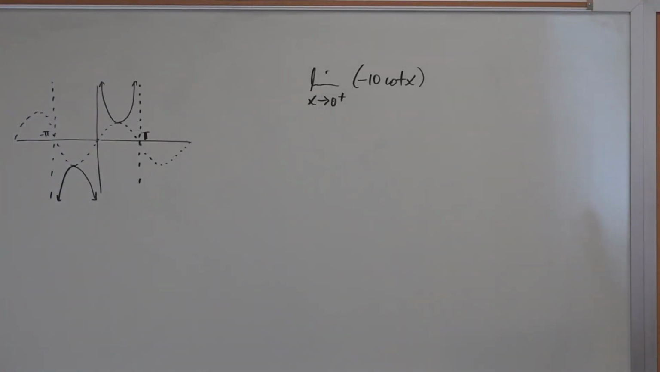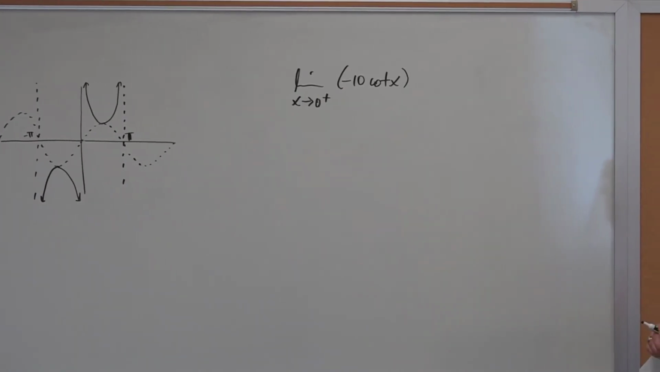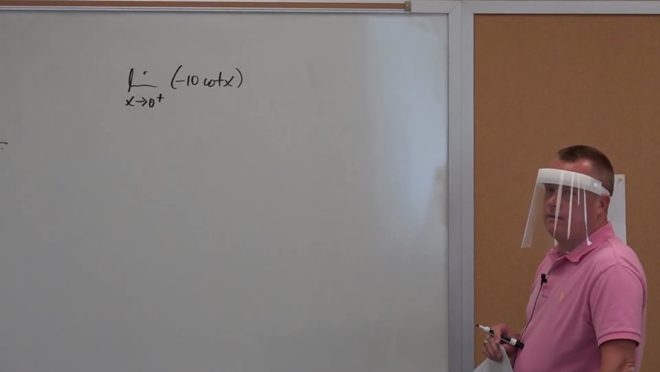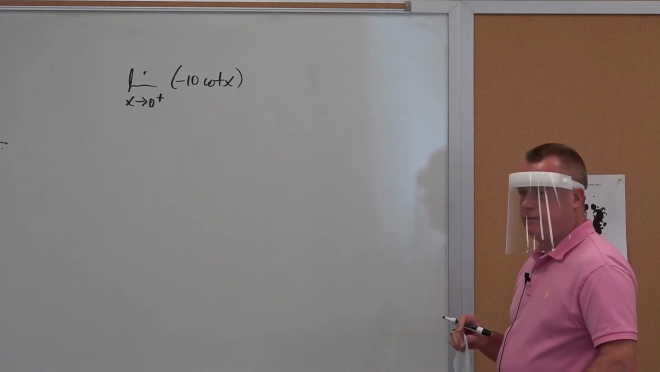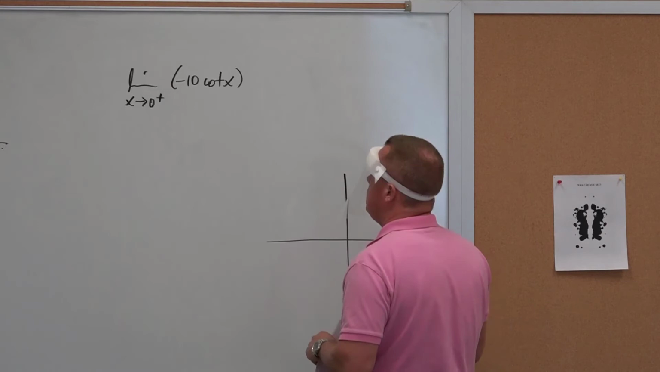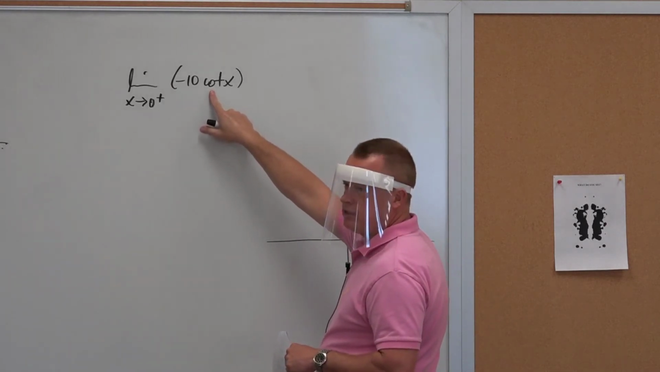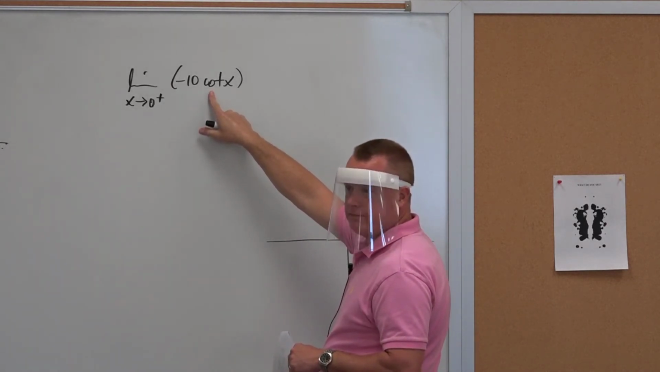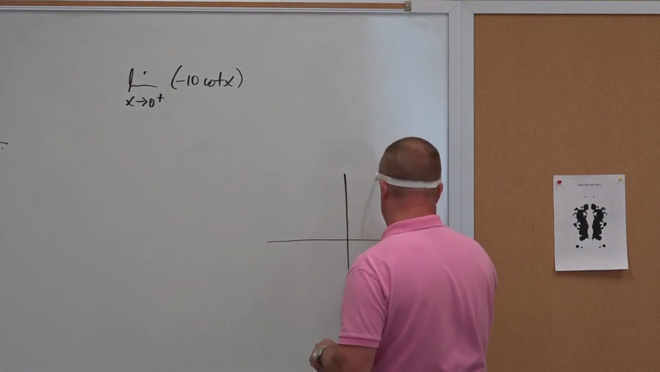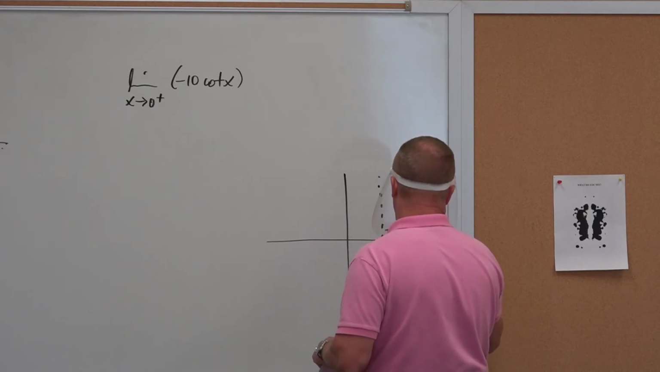We have the cotangent function, and we're multiplying by negative 10. Right? Well, how does negative 10 affect that graph of cotangent x? So the normal graph looks like this. Your asymptotes for cotangent are at 0, pi, 2 pi. All right, need to remember that. So I would have one there, one here at pi, 2 pi.